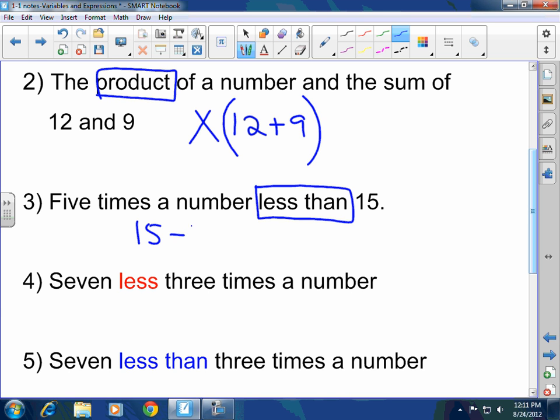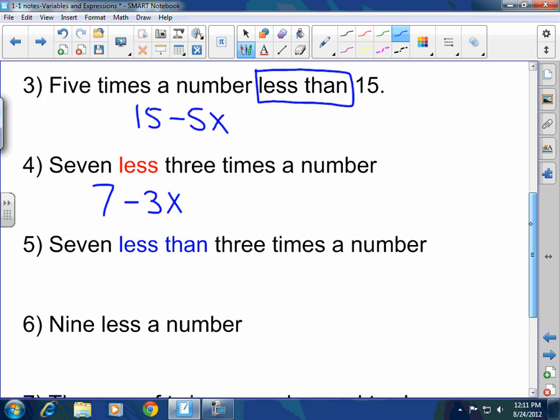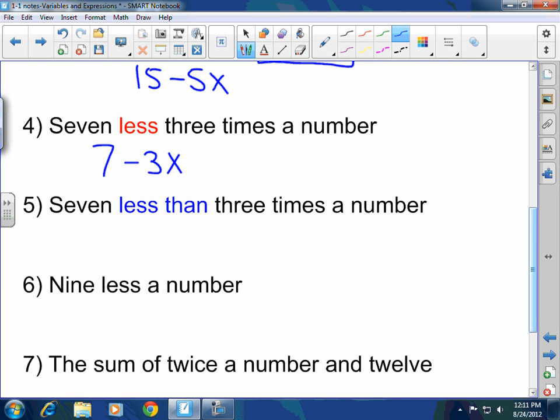So what is that? 15 minus 5x. 7 less 3 times the number. No, 7 less 3 times the number. Yes, sir. Awesome. How about 7 less than 3 times the number? 7 less than 3 times a number. 3x minus 7. Awesome. How about 9 less a number? Yes, sir. 9 minus x, or n or w, whatever you want, but I like to use x a lot.